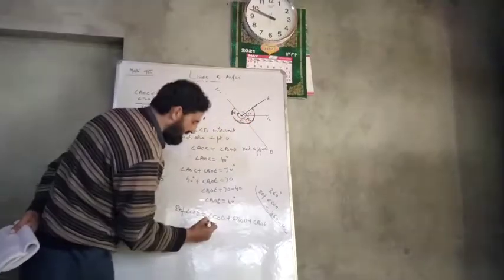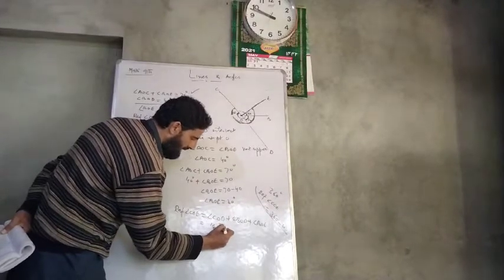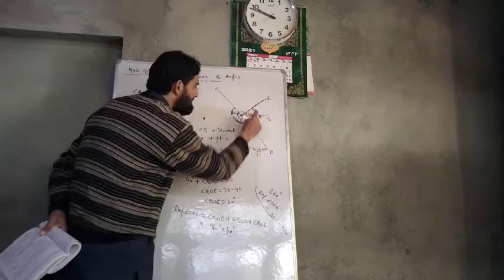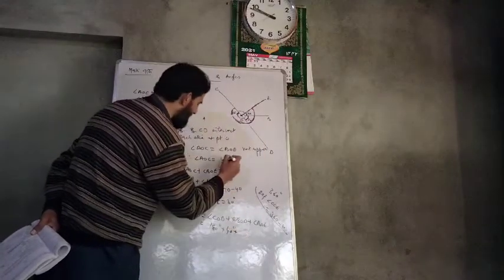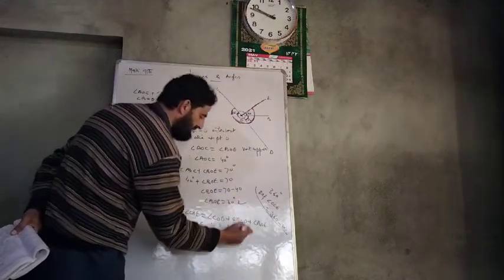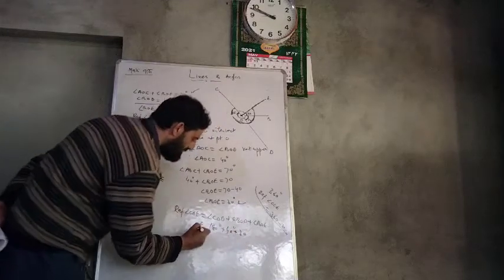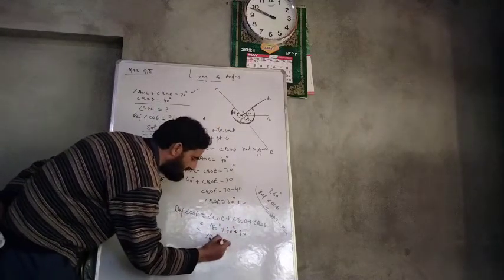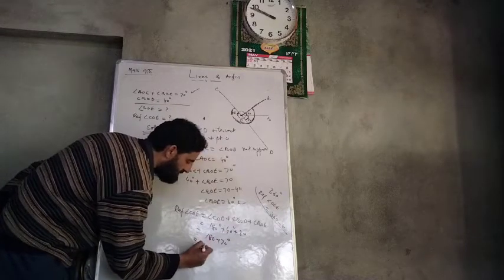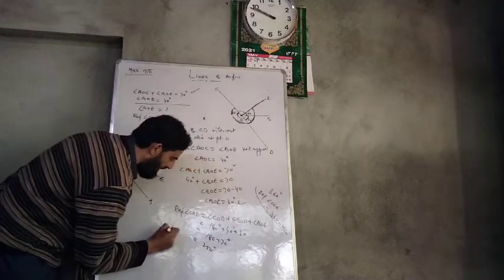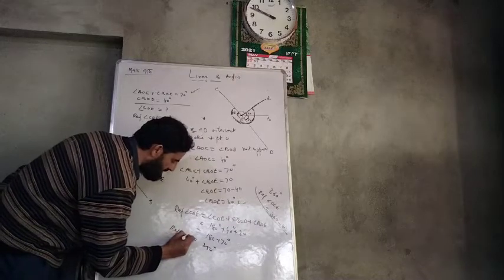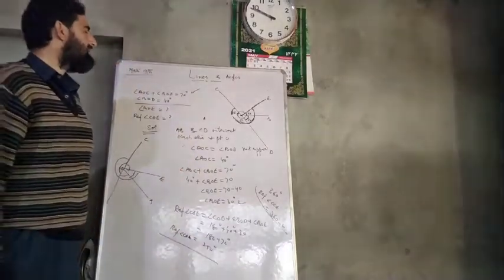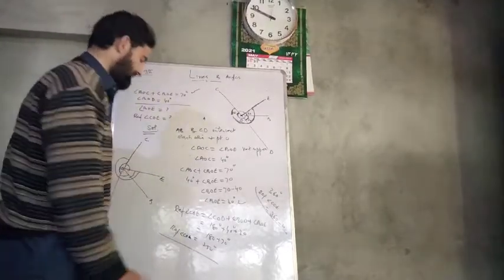This is equal to 180 plus BOD, which is given as 40, plus BOE, which we have already found. Angle BOE is equivalent to 30 degrees. So this is further equal to 180 plus 40 plus 30, which is 70, and this is 250. So reflex of angle COE is equal to 250 degrees. This is how it goes. This was question number 1.